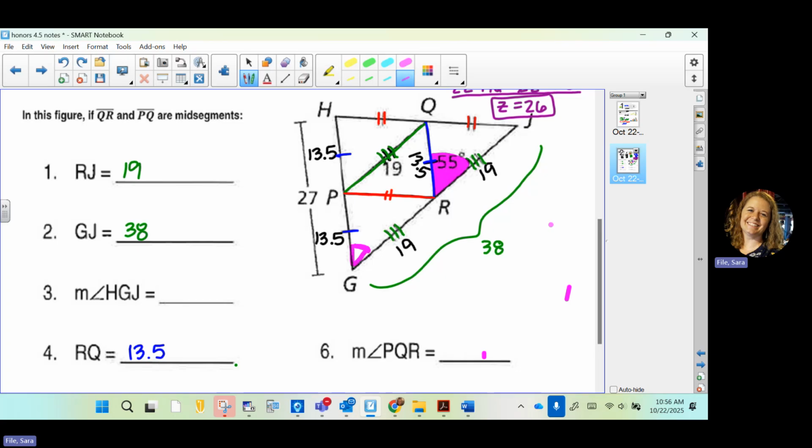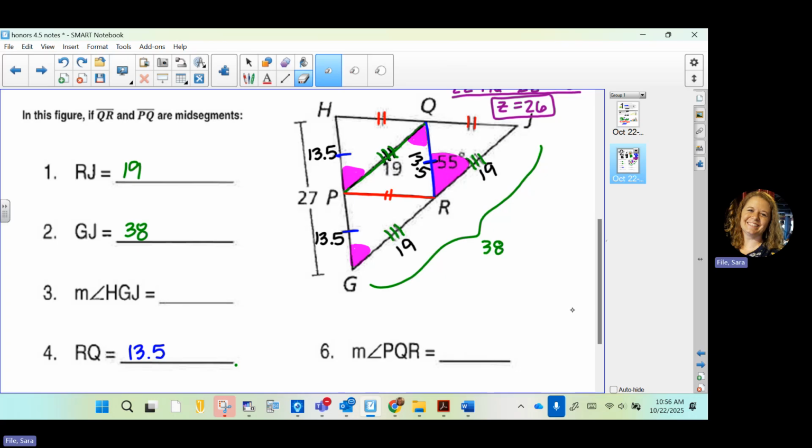So that's going to be this angle, this angle, this angle. Y'all agree? Do y'all understand how I found that?